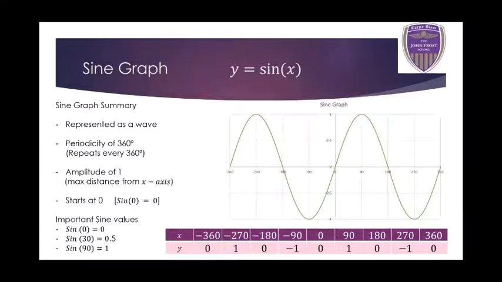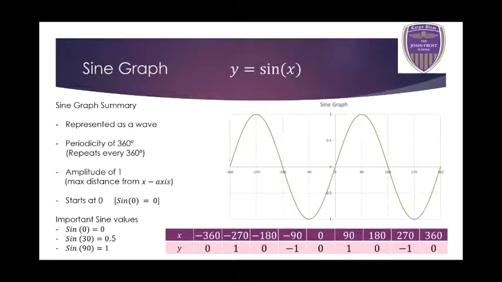So a sine graph is represented as a wave. As we can see here, it looks like waves in the ocean. It rises, it falls, it rises, it falls, and it rises, just like the waves in a sea, okay? So we say it's represented as a wave. We say that this graph has a periodicity of 360 degrees.